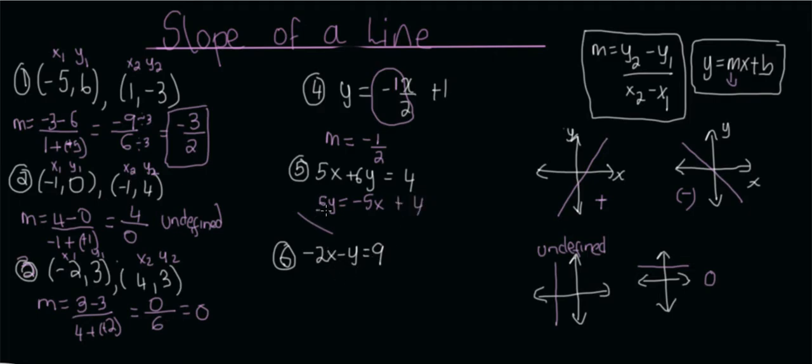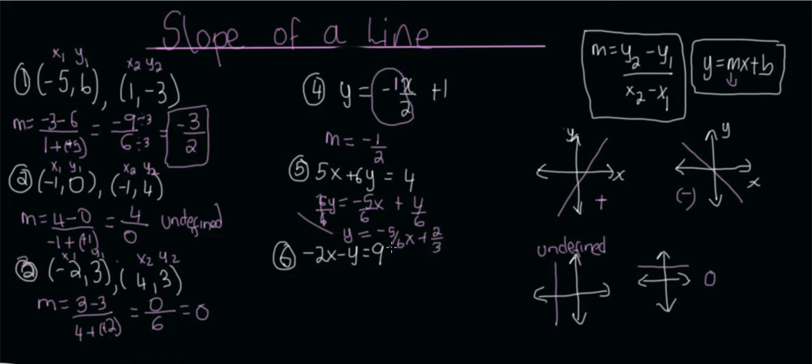Next, I need to divide by 6, divide by 6, divide by 6. So my 6's here will cancel. I get y equals negative 5 over 6x plus, I can simplify this by 2. 4 divided by 2 is 2, 6 divided by 2 is 3.